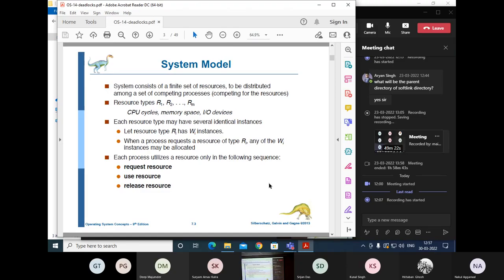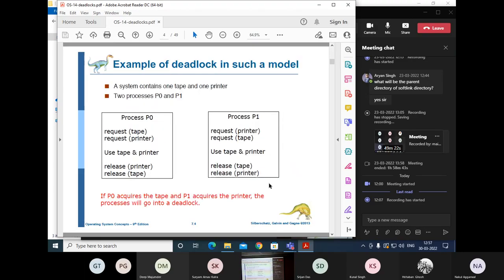Semaphores. Exactly. Like semaphores or locks, mutex locks. Those are actually our resources also, as we will soon see. Essentially we assume that every process will request a resource, then use it, and then release it. So given this kind of system model, how can a deadlock happen?